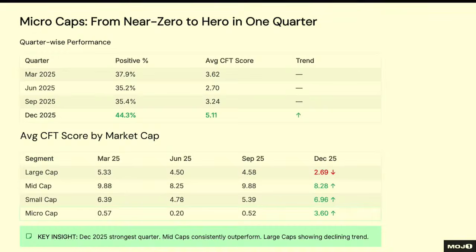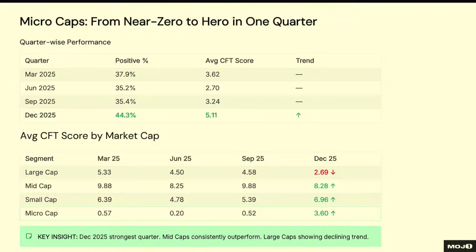So obviously what we are seeing, and again this is limited data so let's not build any hypothesis still, is an improvement in the microcap performances. Average CFT score also, we keep talking about the last 3-4 quarters not being good. But if you look at this, 3.62 went down to 2.7, went to around 3.24, and the current quarter it is at 5.11. So the trend looks to be positive.